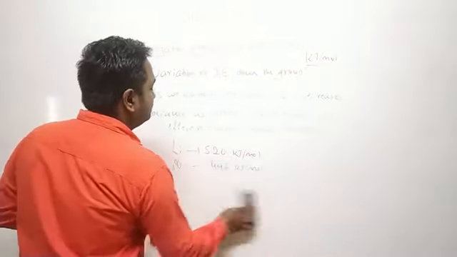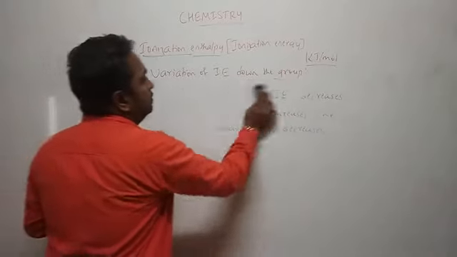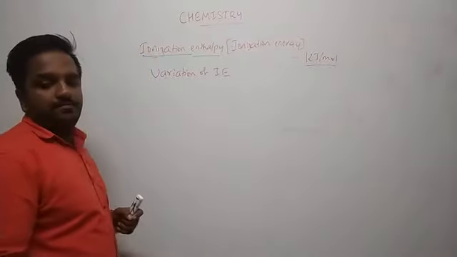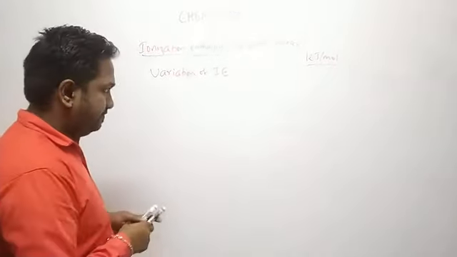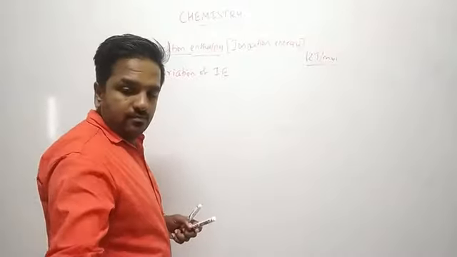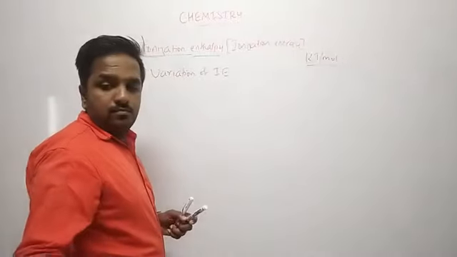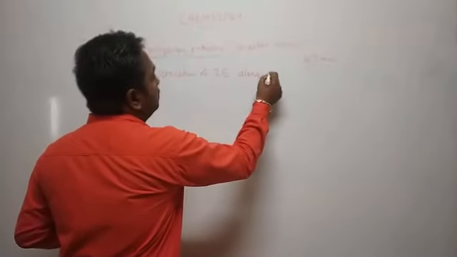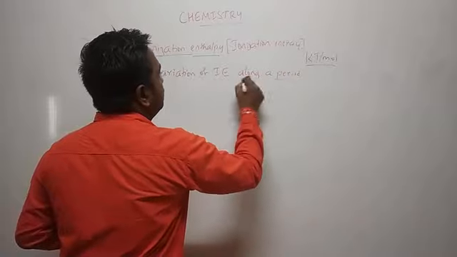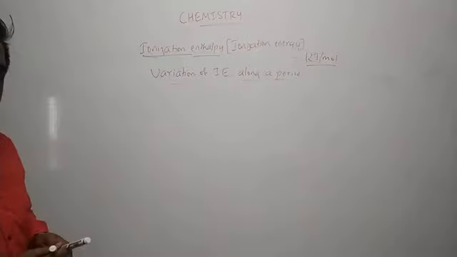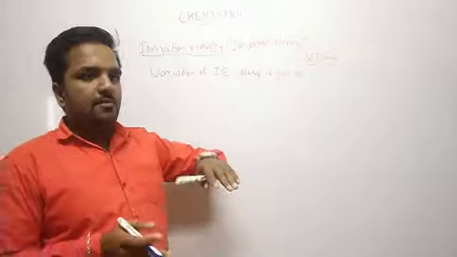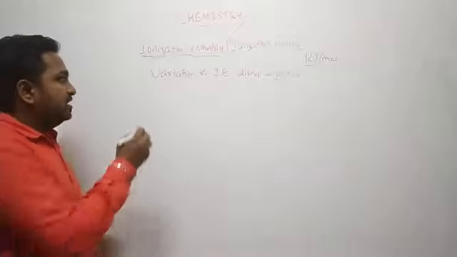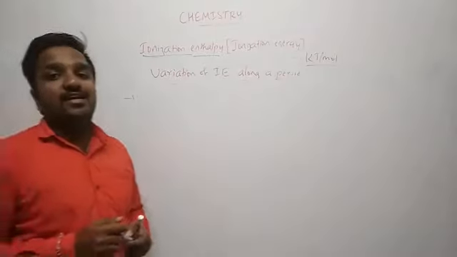Now let us look at the variation of ionization energy along the period. So what happens to atomic radius? Quite opposite: atomic radius and ionization enthalpy vary in opposite ways. What happens to atomic size along the period? It decreases.